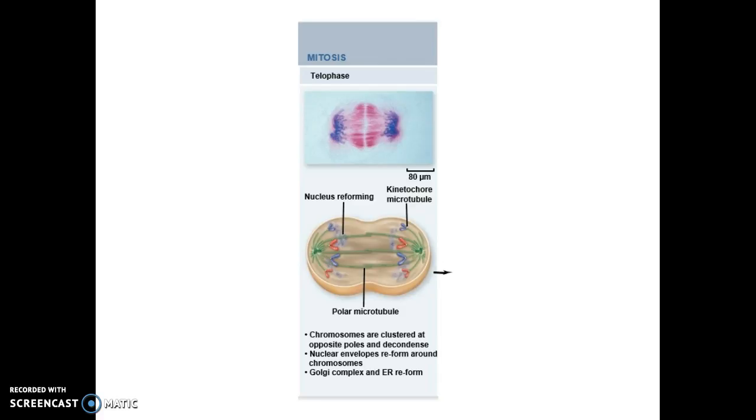So as those unravel, new nuclear envelopes will form around each pile of chromatin. Those little centrioles, little green anchors, are going to dissolve and break down, and new things like Golgi apparatuses and endoplasmic reticulum are going to start to build and form. All this is going on during telophase.